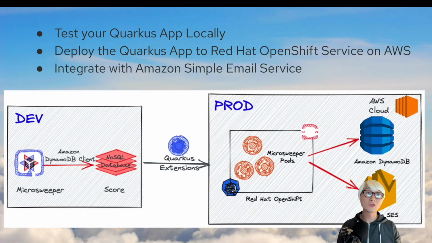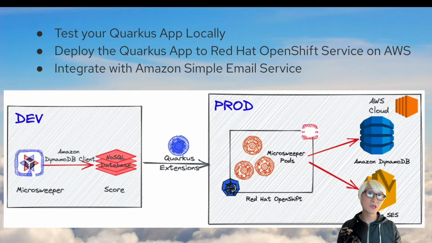And then once we confirm the application functionality on your local machine, we're going to deploy this Quarkus application into Red Hat OpenShift on top of AWS, based on a Quarkus extension, which is the OpenShift extension. And then in the production environment, we will connect to an existing Amazon DynamoDB, which provides NoSQL database capability.